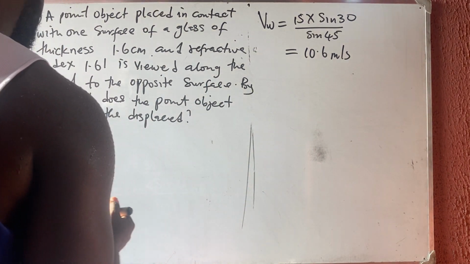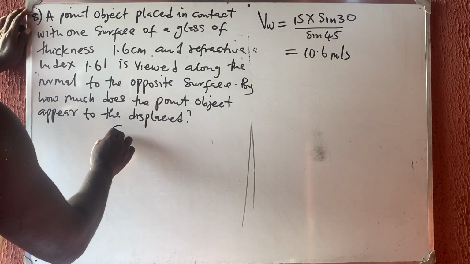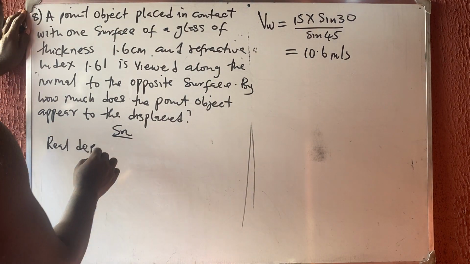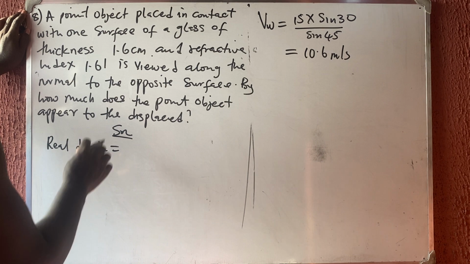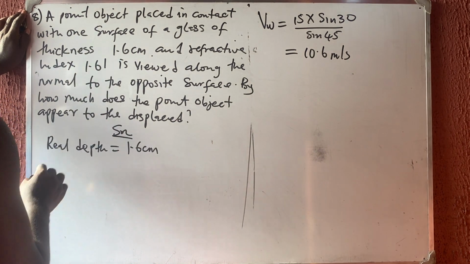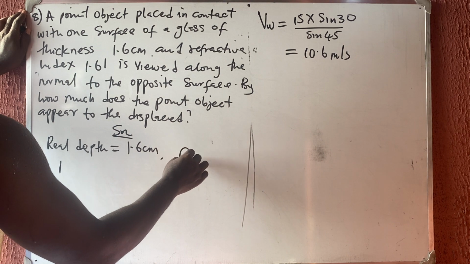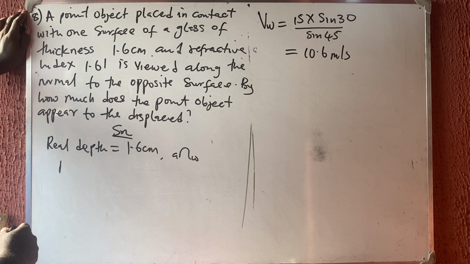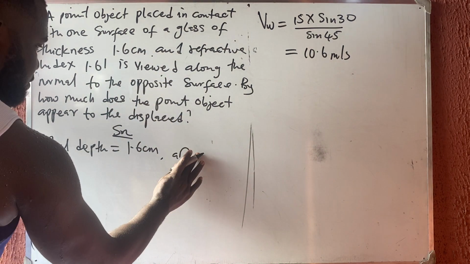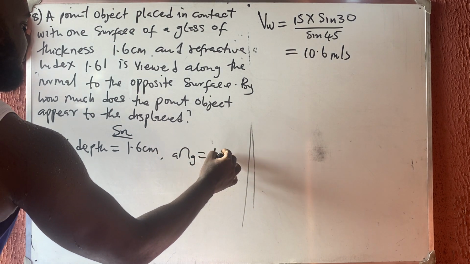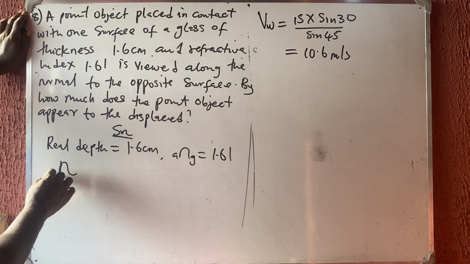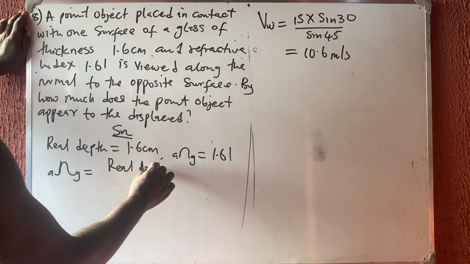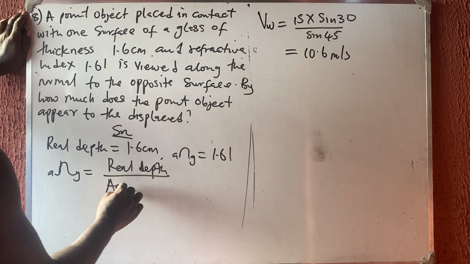Once you hear displaced, you know that they're asking you the displacement. So this is very simple. They have given us the real depth, that is the thickness, which is 1.6 cm, and they gave us the n from air to glass, which is 1.61. But we know that this n from A to G is equal to the real depth over the apparent depth.